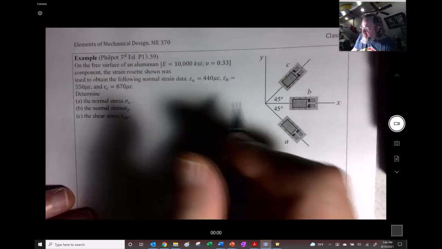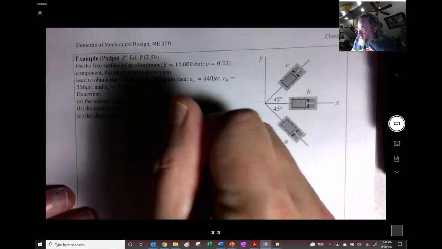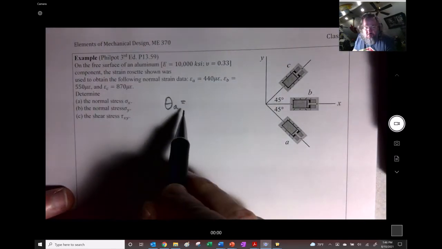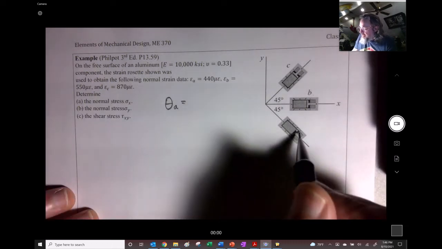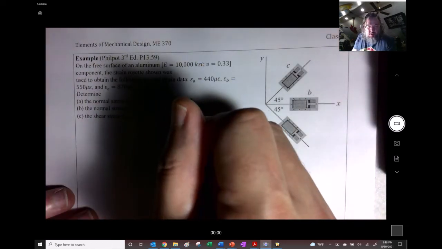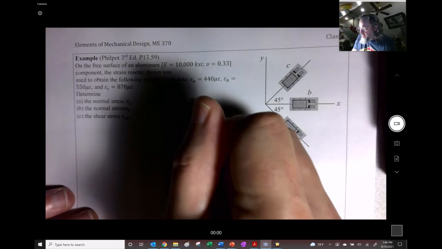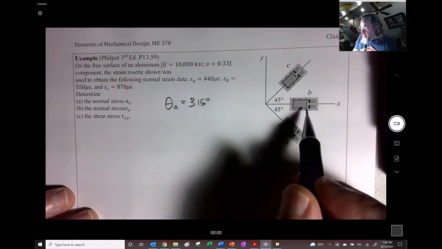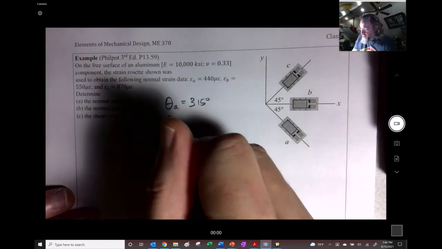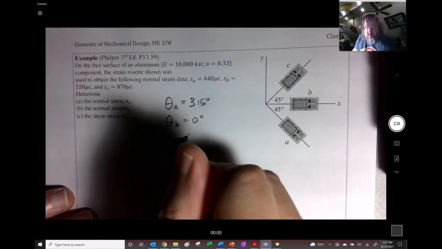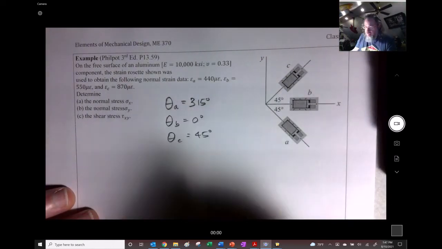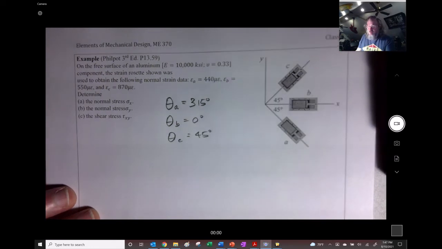But in this case right here, we're going to say that theta A is going to be 315 degrees, and theta B is going to be 0, and theta C is going to be 45 degrees, right? So that's the things that we're going to use. We're going to use the total angle.